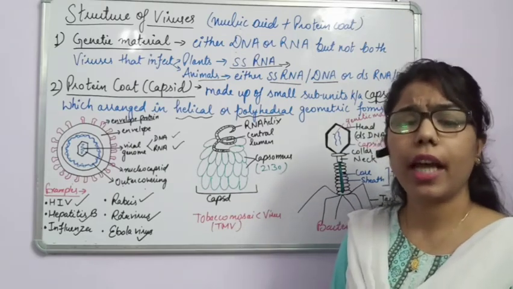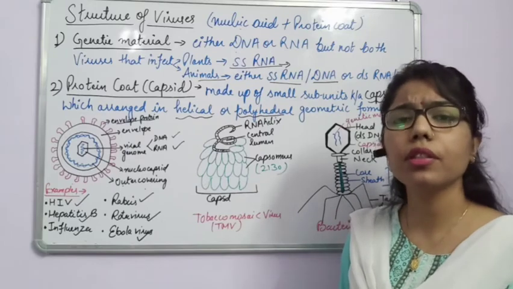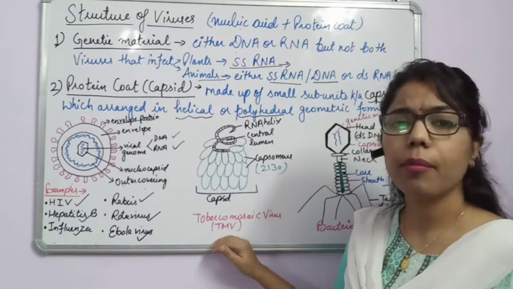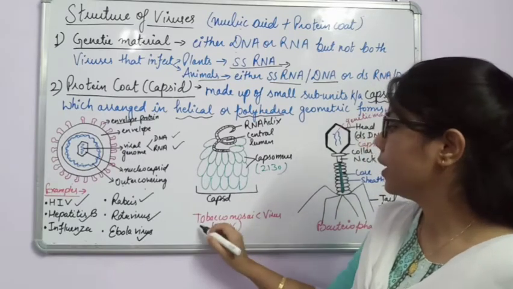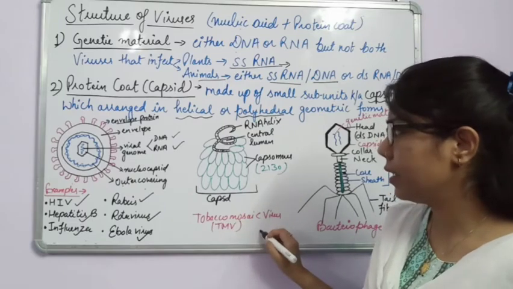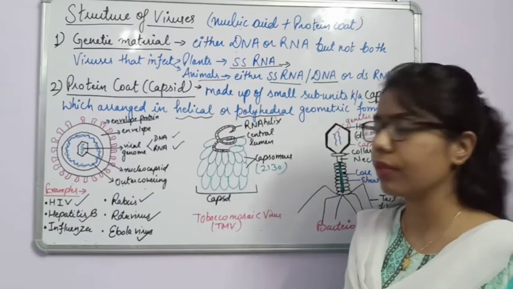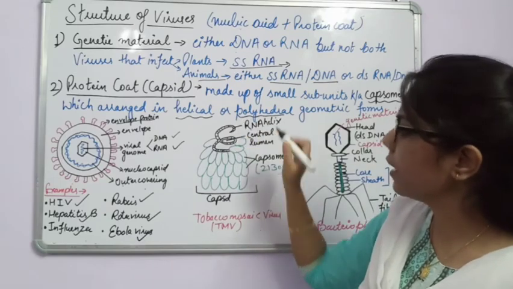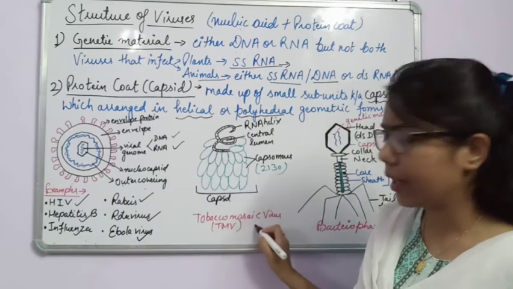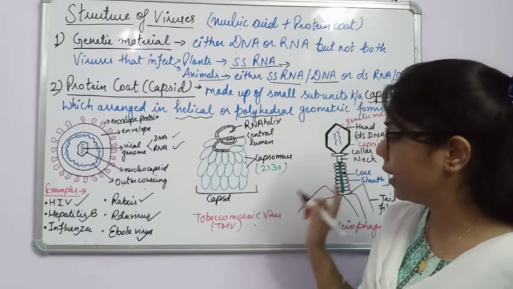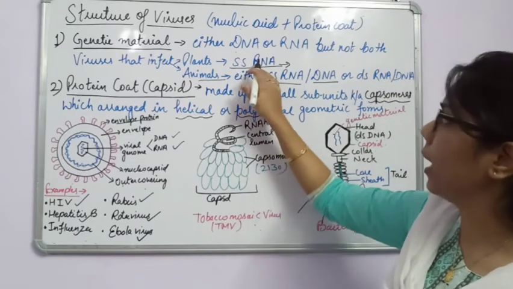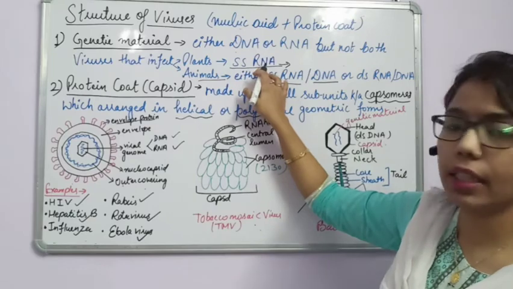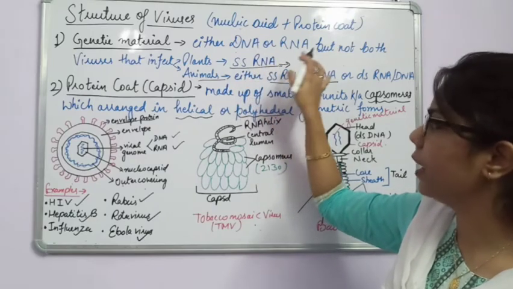Fine. Now another one which I have shown here, that is TMV. TMV is what? As I have said, it is the first virus which was discovered by Ivanovsky. So it is the tobacco mosaic virus. If you see the structure of this virus, how it looks, it is a helical structure, and as I have said, this virus affects plants, and the virus which is affecting the plant has genetic material that is single stranded RNA.